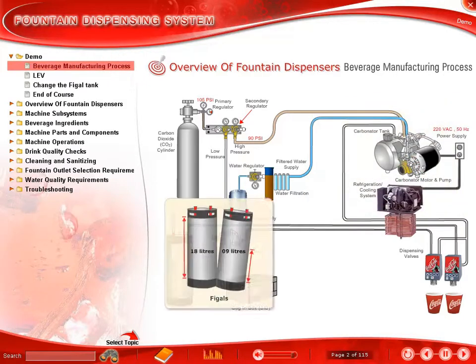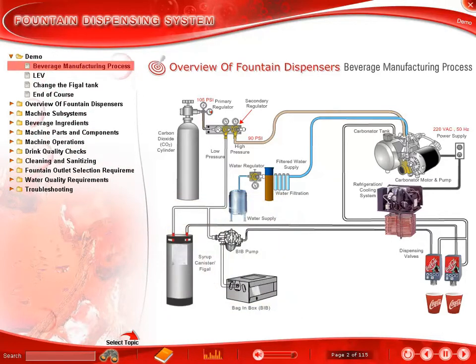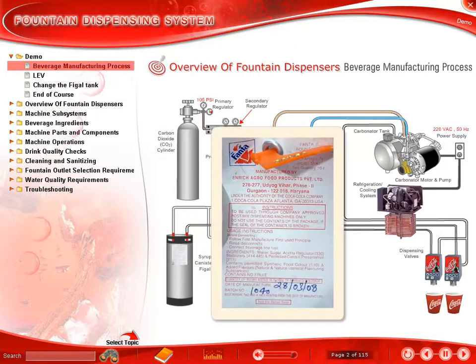In post-mix systems, syrup is manufactured and supplied in 9 liters or 18 liters stainless steel containers, also called figgles. This syrup is mixed with carbonated water in a predetermined ratio, depending on the product flavor. All flavors of post-mix syrups have a best before date of 75 days from the date of manufacture. Diet Coke has a shorter shelf life, that of 60 days.